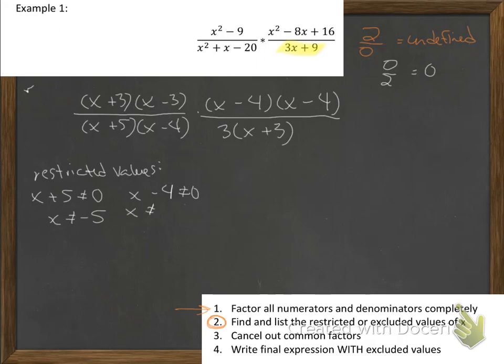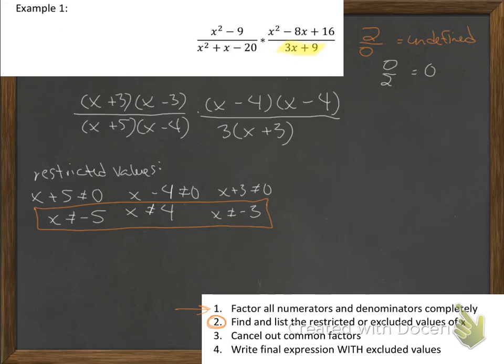x cannot be equal to positive 4, and x cannot be equal to negative 3. Okay, so these are our restricted values, and they're going to be part of our final solution. Okay, so let's come back up to our factored form of the polynomial and see what terms can get canceled out.